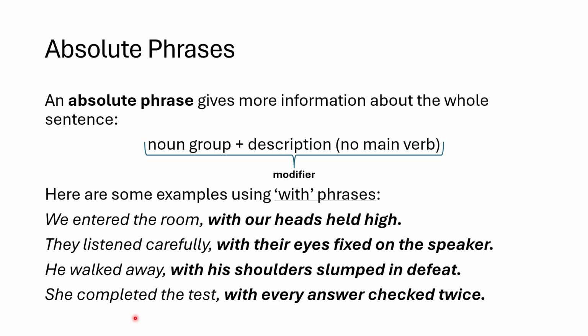Here are some examples using with phrases. We entered the room with our heads held high. They listened carefully, with their eyes fixed on the speaker. He walked away, with his shoulders slumped in defeat. She completed the test, with every answer checked twice.